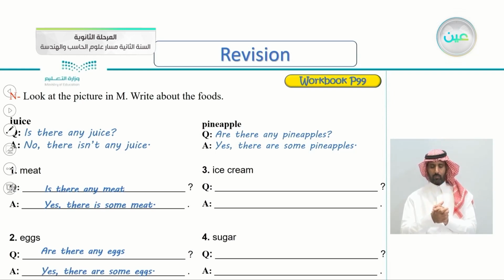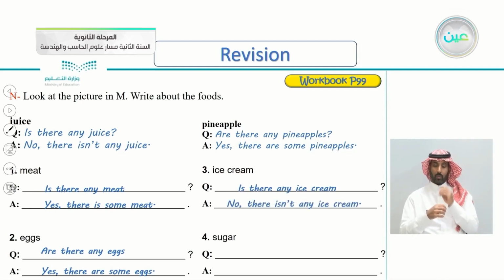Number 3, ice cream. Very good. Is there any ice cream? Is, because ice cream is non-count. Is there any ice cream? Yes or no? So any of them will say, no, there isn't any. We used any because it is negative. There isn't any ice cream. Sugar. Sugar, do we say is or are?